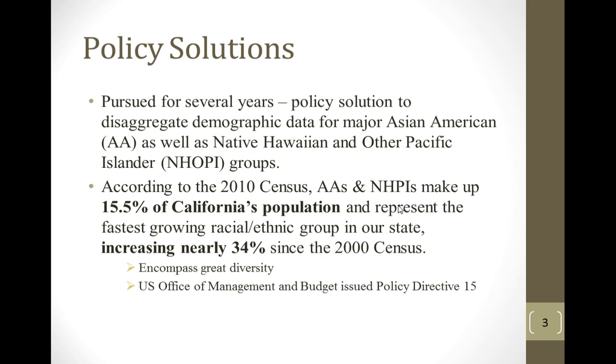These communities are not represented as specific different groups with their own poverty rates, health status, income, educational attainment, and immigration patterns, but instead they're lumped together into one homogeneous group. And so that's why the myth of the model minority becomes something that ends up being a policy, not just a stereotype. Because of this diversity, the U.S. Office of Management and Budget issued Policy Directive 15, which recognized Asians and Native Hawaiians, Pacific Islanders as two separate categories.